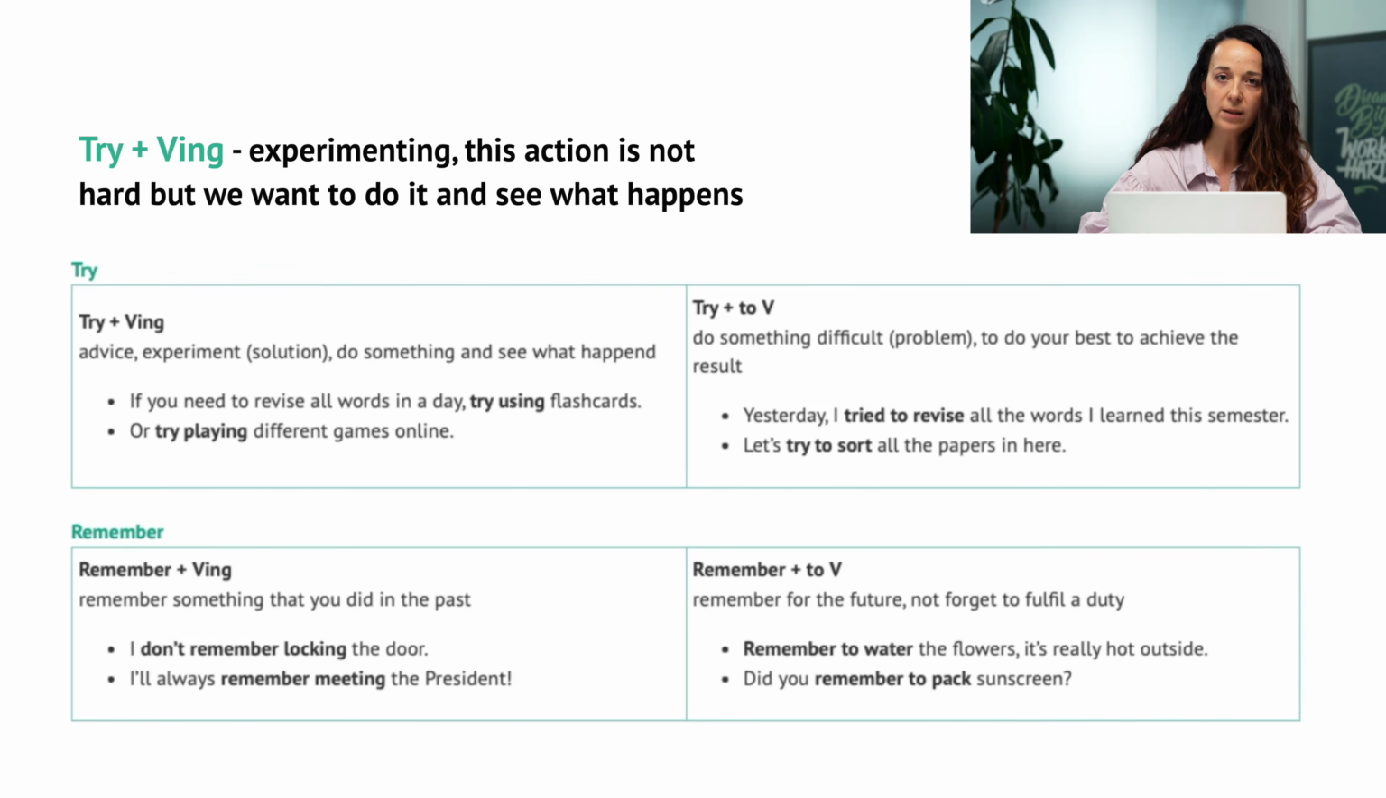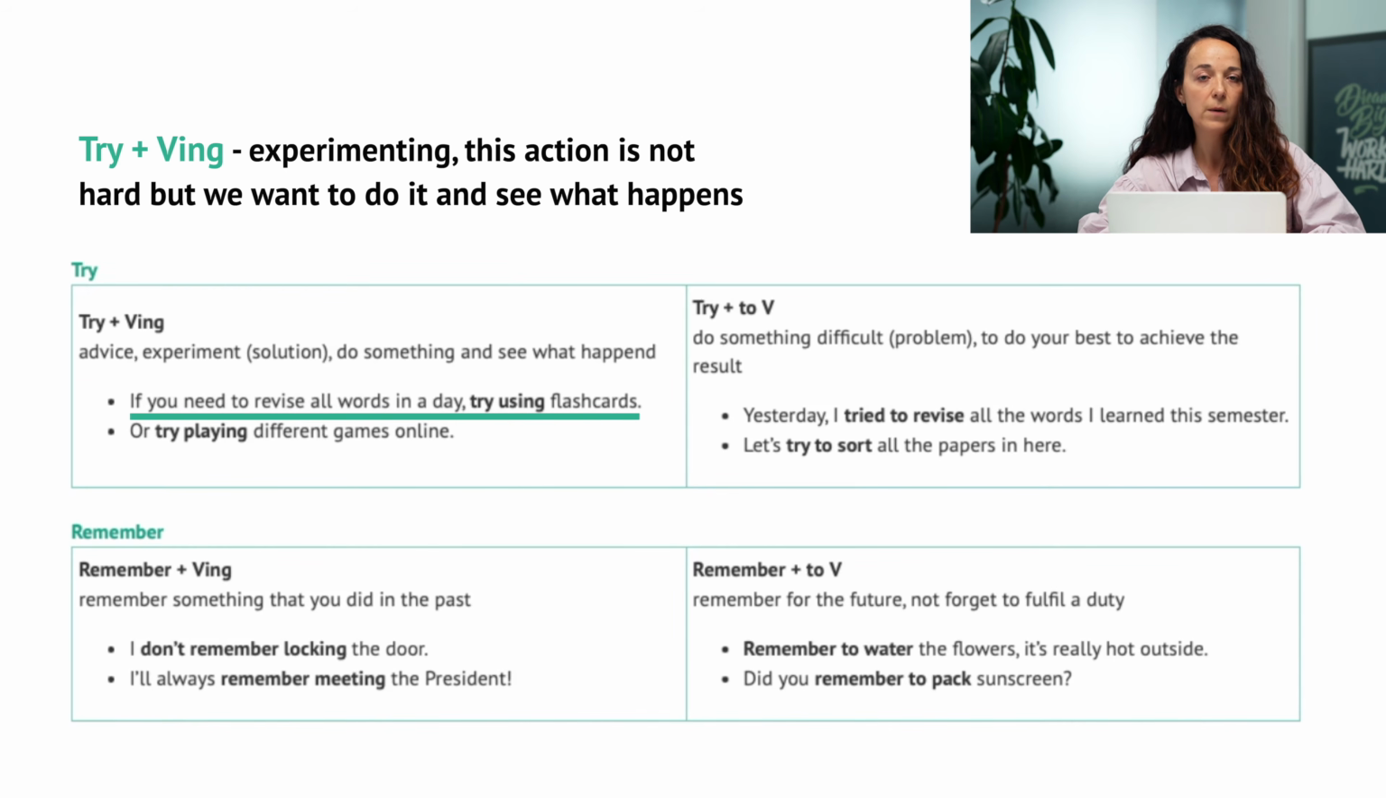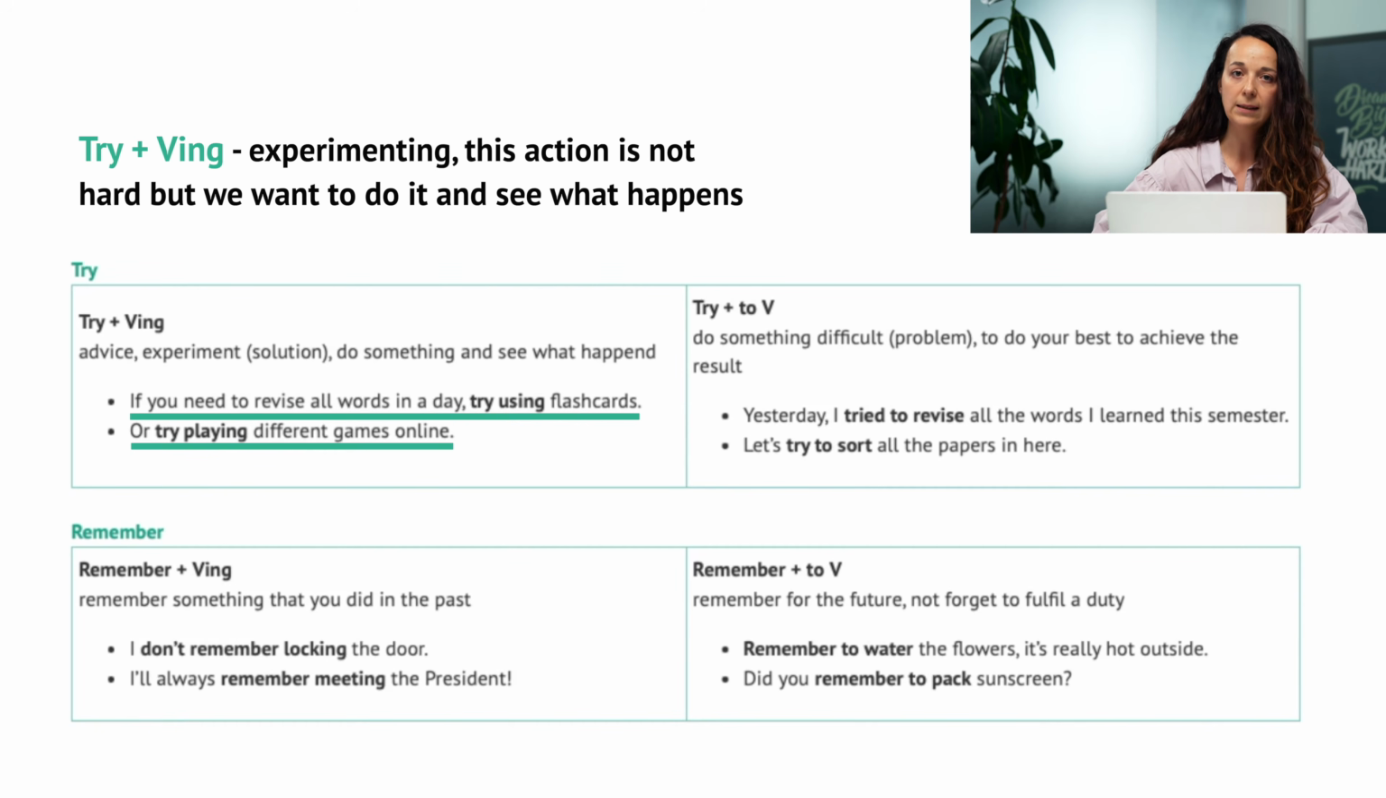When we say try doing something, we talk about experimenting. This action is not hard, but we want to do it and see what happens. This phrase is quite often used to give advice. For example, if you need to revise all words in a day, try using flashcards or try playing different games online. Neither the first action nor the second one are difficult. It's just a suggestion that one person gives to the other one, basically saying, it didn't work, try something else.